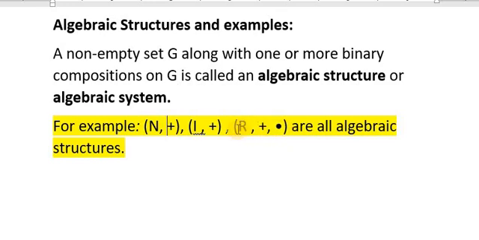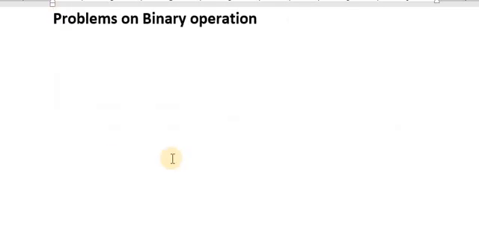Here the two binary operations are plus and dot, meaning with respect to addition and with respect to multiplication. The set of real numbers is known as a ring. A set with two binary operations is called a ring. So it is also an algebraic structure. See, an algebraic structure with one binary operation is called a group, and with two binary operations is called a ring. Now let us work out a few problems based on binary operation.